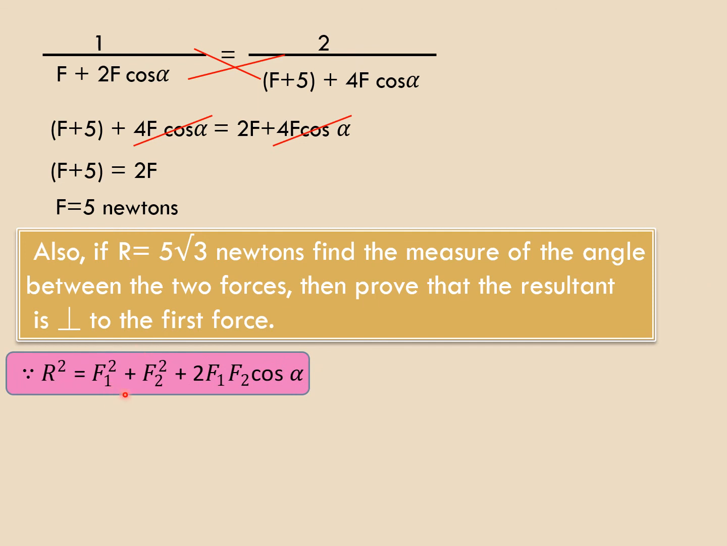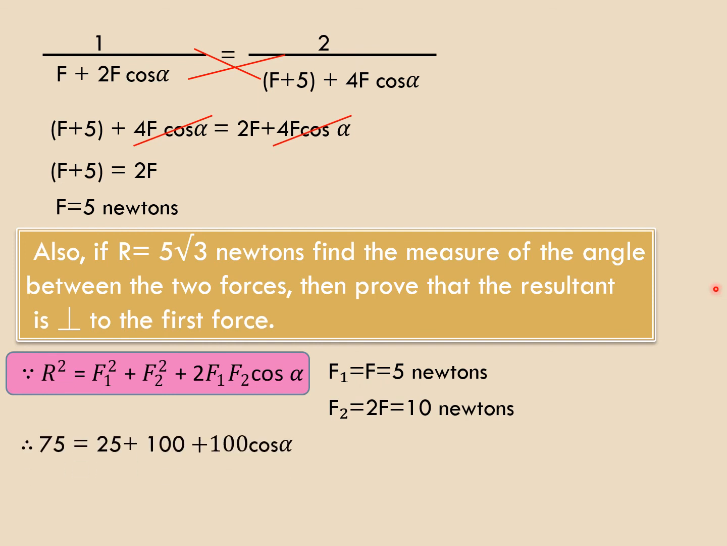R squared equals F1 squared plus F2 squared plus 2 F1 F2 cosine alpha. By substitution, F1 equals 5 and F2 will be 10. So 75 equals 25 plus 100 plus 2 multiplied by 5 multiplied by 10, which is 100 cosine alpha. So cosine alpha equals negative 1 over 2. By taking shift cosine, alpha equals 120.